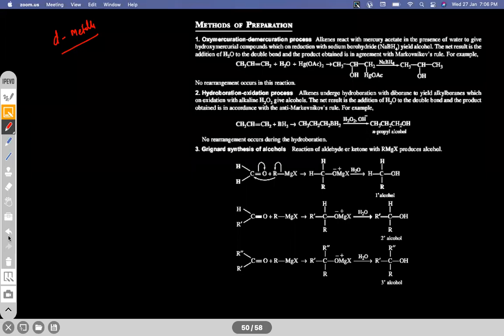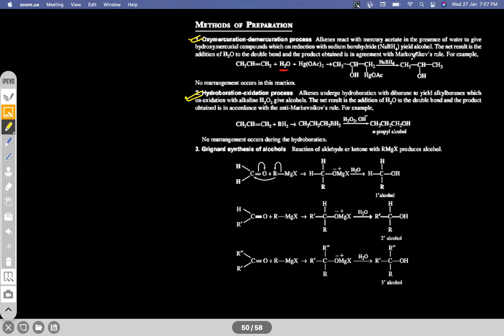Anyways, so this is the method of preparation. This reaction we know already, oxymercuration, demercuration. The only difference is, since we need to prepare an alcohol here, instead of this H2O, we will be taking alcohol. If you're preparing alcohol, then H2O we are taking. Remember that this reaction follows Markovnikov rule. These two reactions are very much similar: hydroboration oxidation and oxymercuration, demercuration.